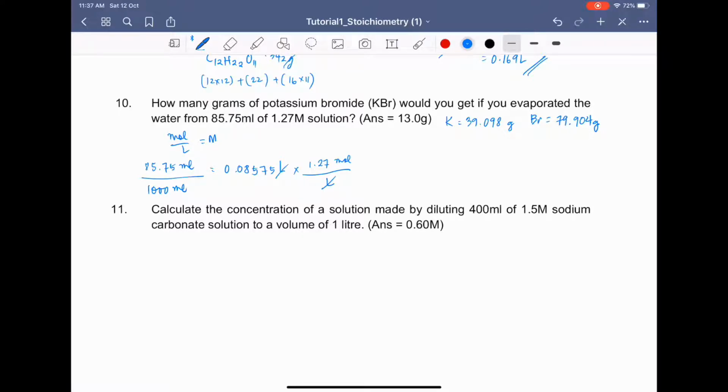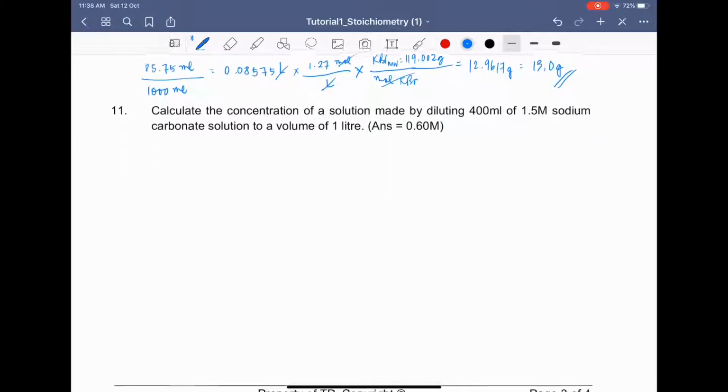And then we have 1.27 mole per liter, which is already given. So we just need to write it down, 1.27 mole per liter, and then let's cancel the potassium bromide mole, and then convert that to grams by multiplying by 119.002 grams, which is the molecular weight of KBr. So we can get 12.9617 grams, and let's round it off to get 13 grams.